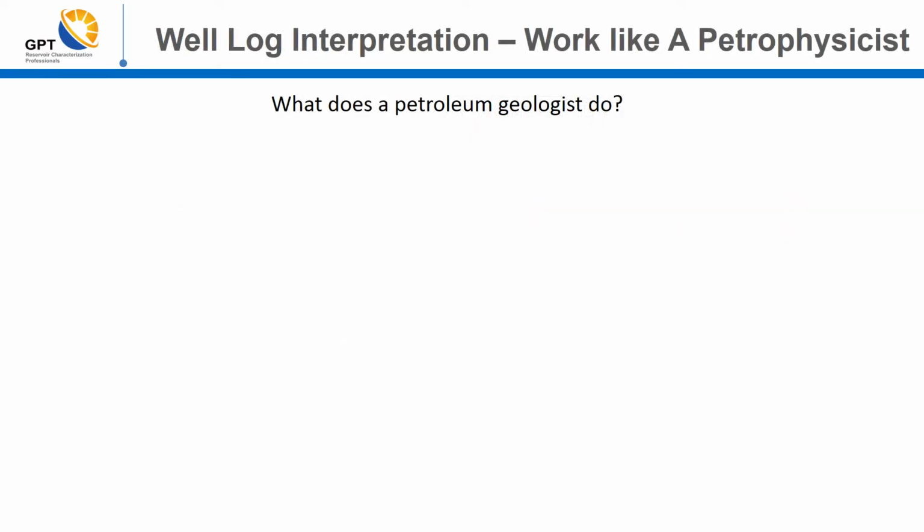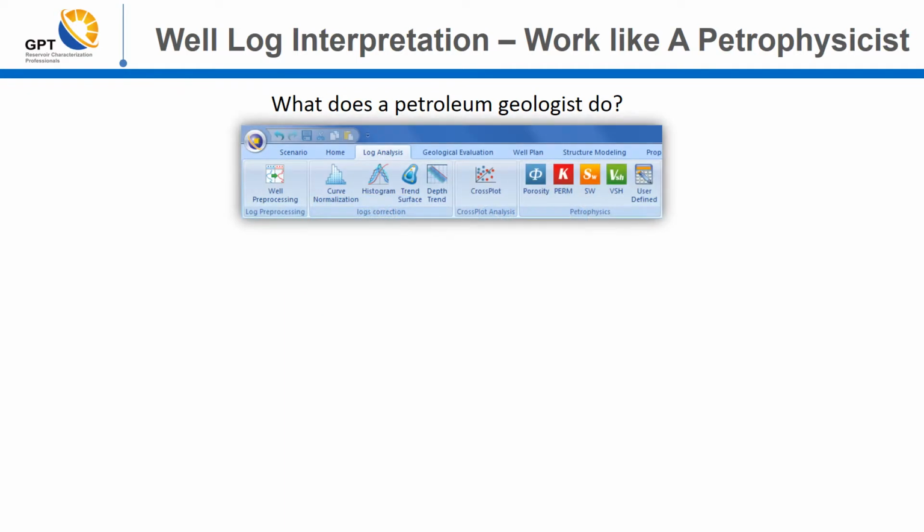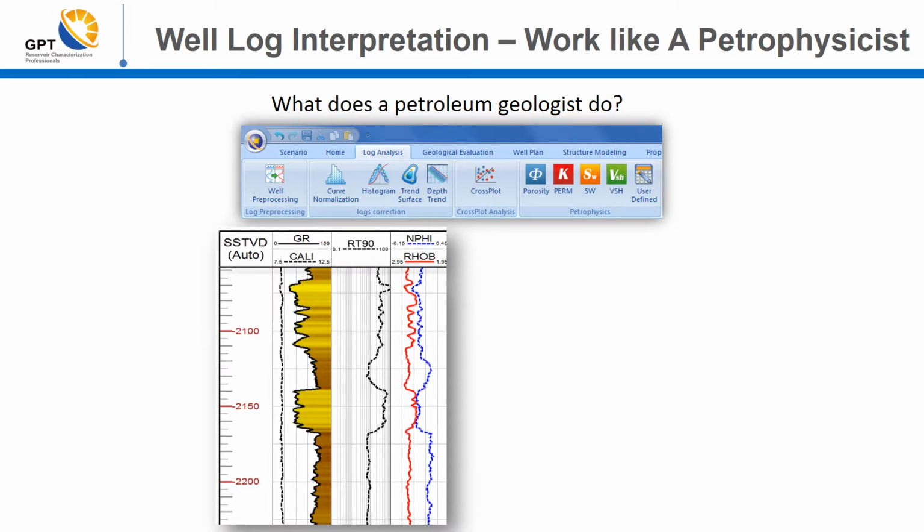When we make GES, the one question we keep asking ourselves is, what does a petroleum geologist do? If we start with the raw well data, how do we get to properties such as porosity, saturation, shale volume? Well, in GES, we provide you with the log analysis module. Starting from left to right, you can edit your data, do the log processing, and then normalize your well logs. Once you're satisfied with the quality of your well logs, you can go ahead and pick the petrophysical models to calculate your petrophysical properties.